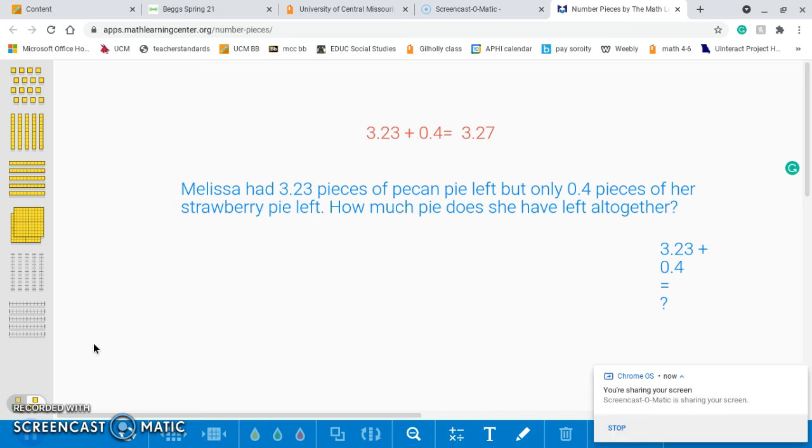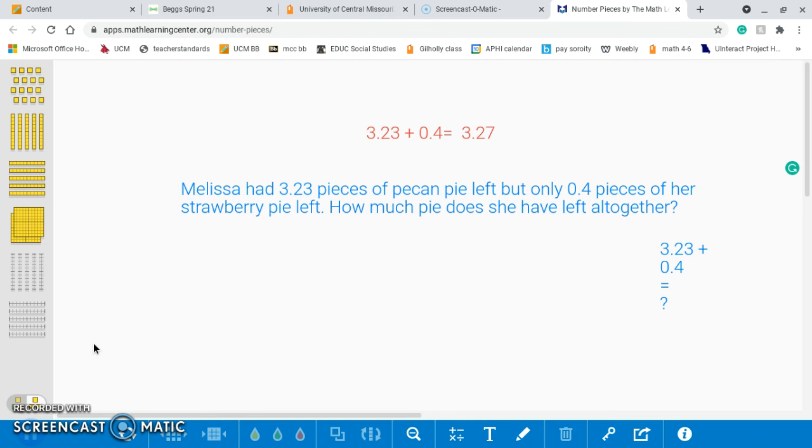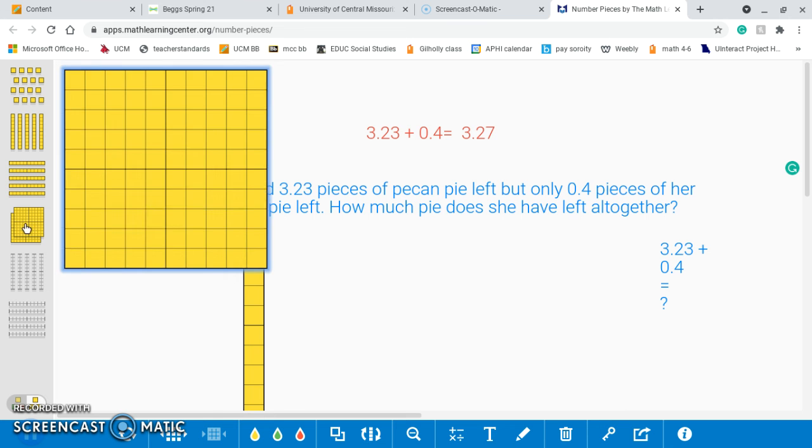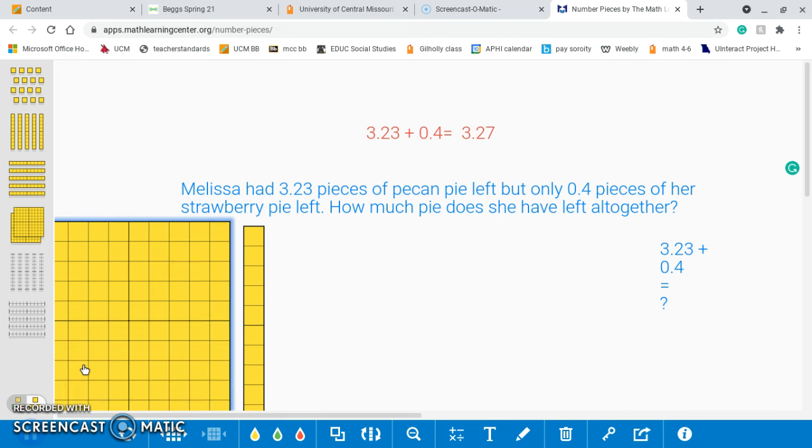There are many ways and many different materials we could use to solve this problem. I went ahead and used base 10 blocks so that it can help us see the visual. I'm going to use this rod as tenths to represent the tenths place. And I'm going to use the hundredths as the whole.